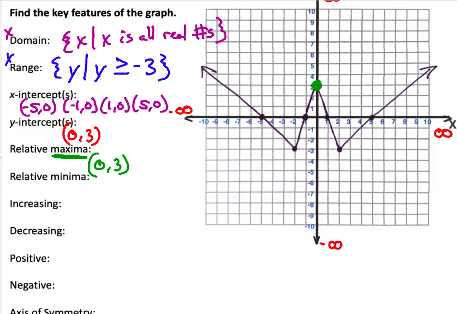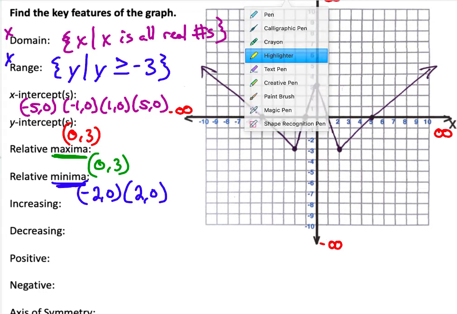My relative minimum are my low points. Think of the valleys, the lowest points it hits in the middle. Well, I've got two of those. I've got one right here and right here. So I've got one at -2, 0 and 2, 0. Those are both my lowest points. Okay.